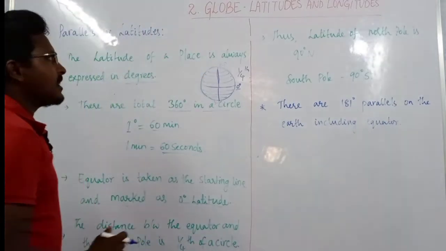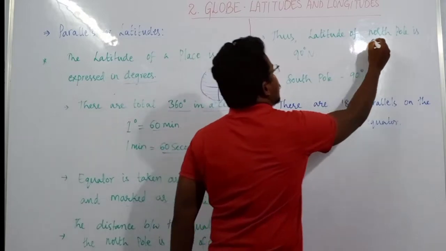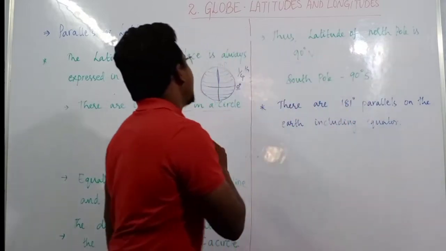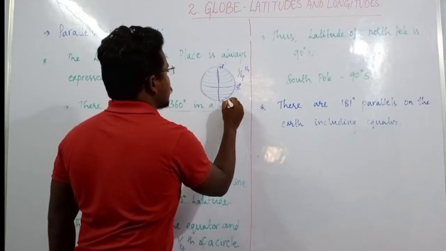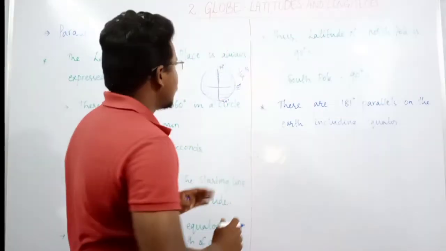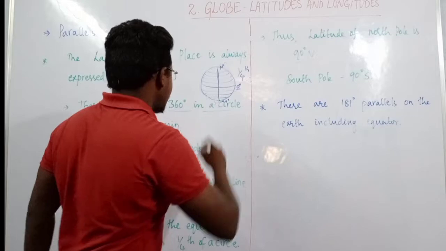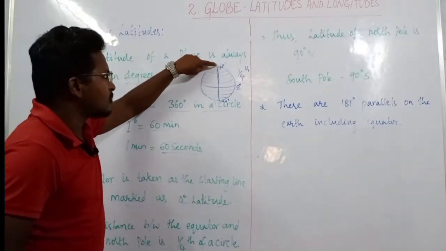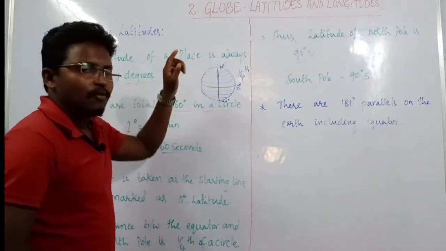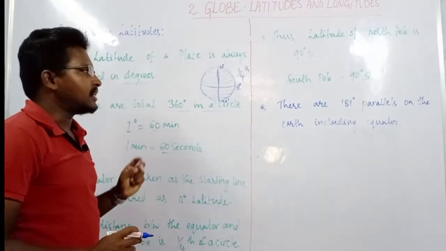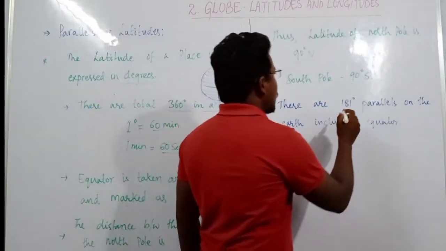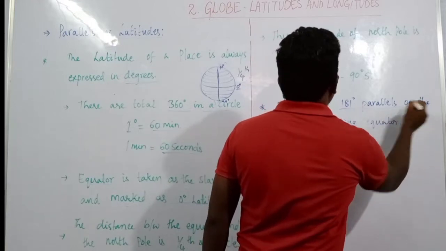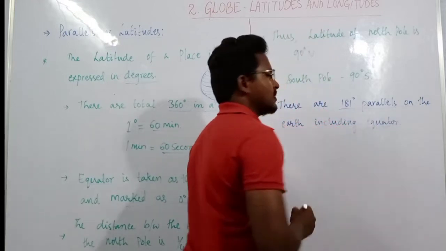So that is why the latitude of the North Pole represents 90 degrees. That's why we say the North Pole is 90 degrees and the South Pole is 90 degrees: because it is 1/4 of the distance, from the North Pole to the equator is 1/4 of this circle. That is why it represents 90 degrees. And there are almost 180 parallels on the earth, including this equator.